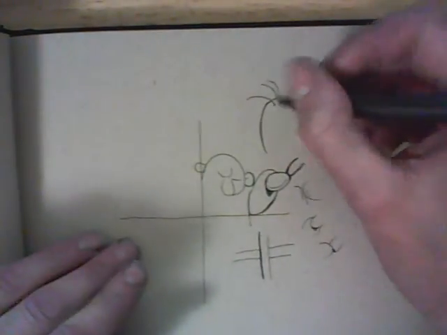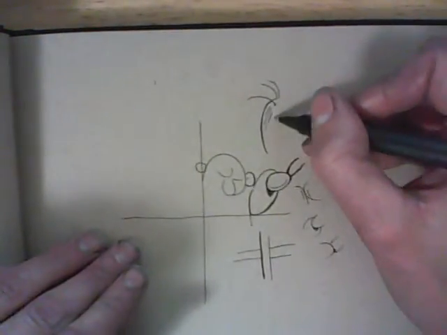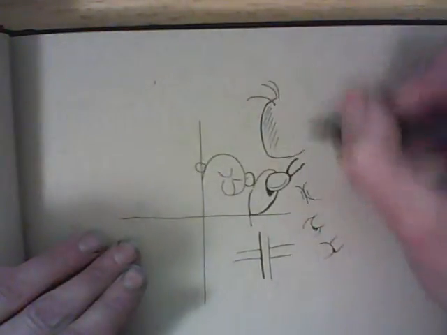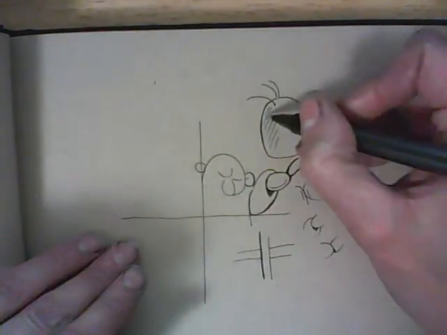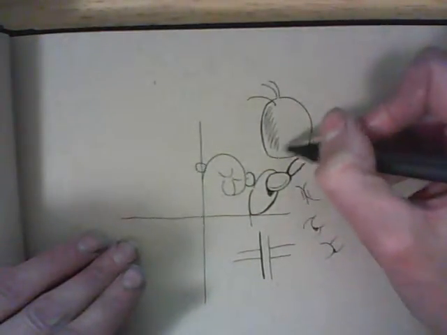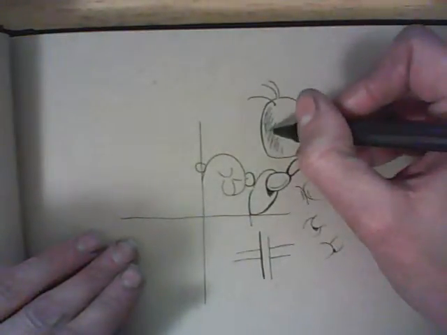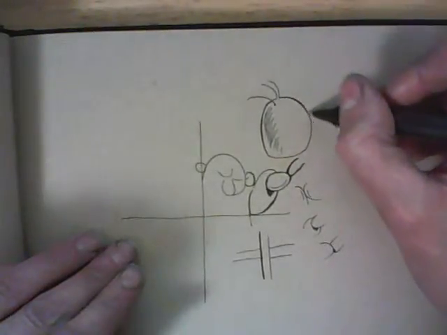Even sometimes people do hatching to shade. I have found that I don't like to cross those lines either. I just kind of go with it, so that we don't confuse ourselves.